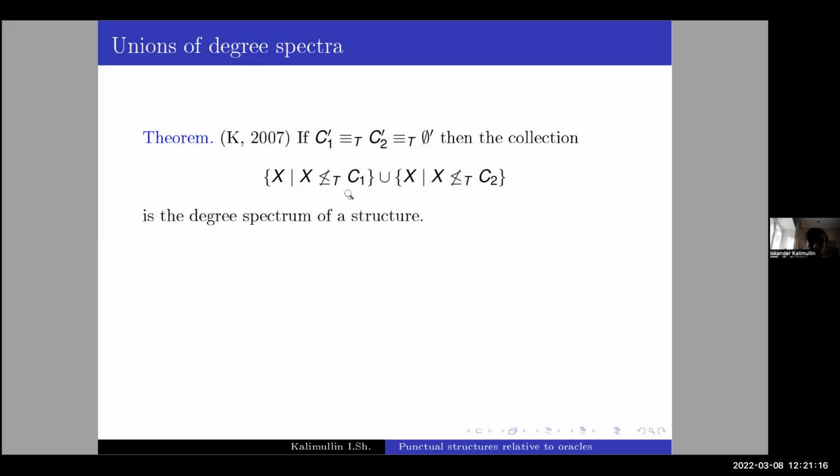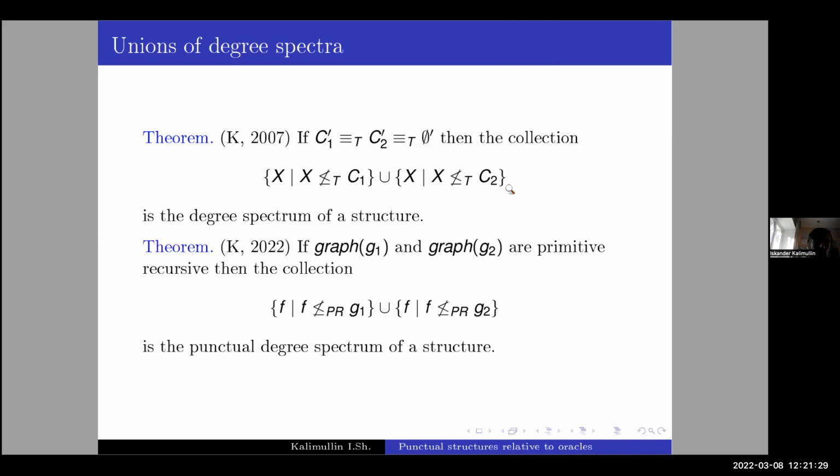So if you compute a structure A, then it means that you compute some structure A1 or compute the structure A2. And we can get the same results for punctual degrees. So exactly, if the graphs of functions G1, G2 are primitive recursive, then the union again is a degree spectrum. So again, we have this effect.